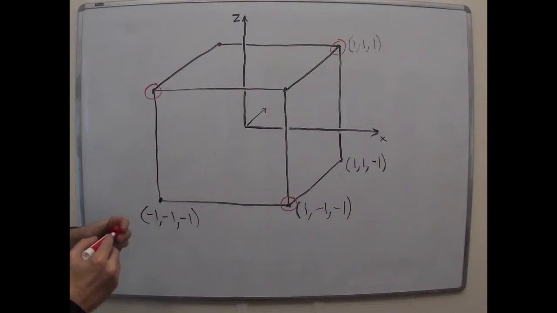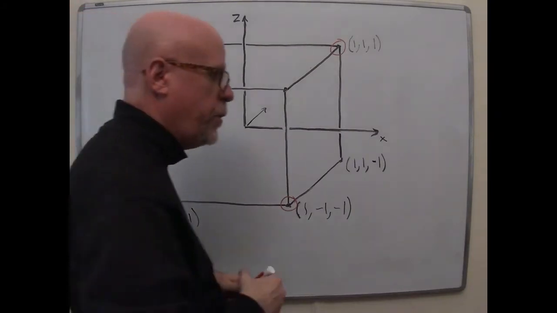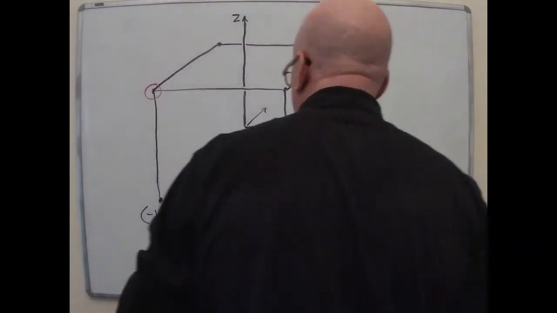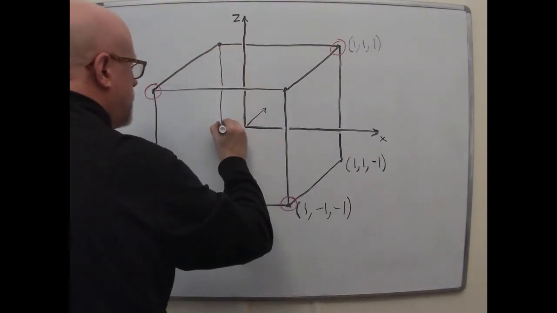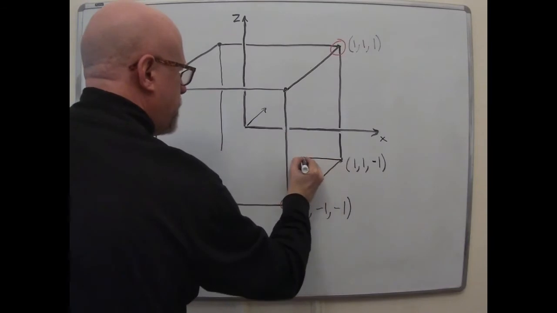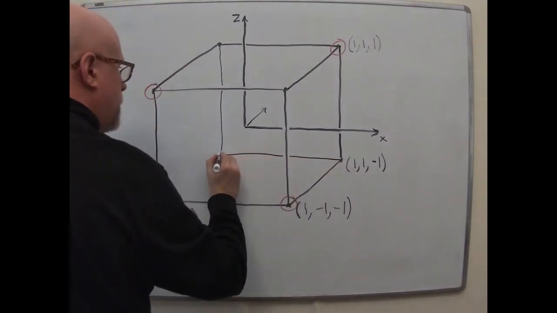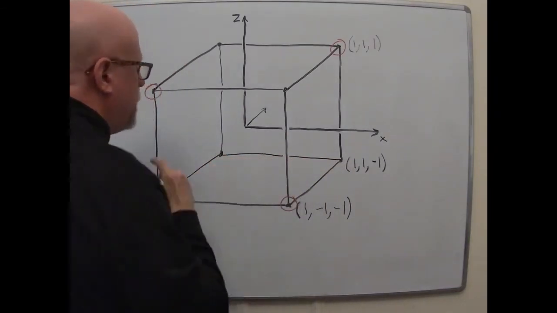Wow, I was bragging about how careful I was about drawing this cube, but I didn't even draw the parts that go in the back. Sorry. Well, we should drop straight down from there, and we should run straight over from here. That's the back of the cube, that corner.